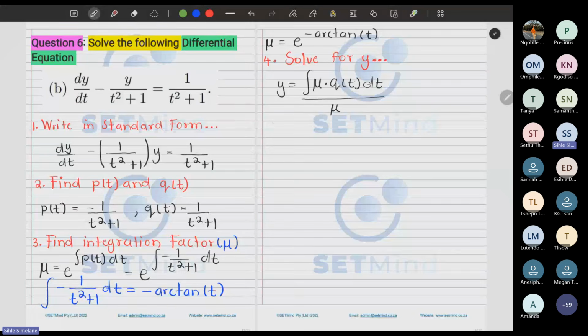So let's go and plug and play. The value of y will be the integral of e to the negative arctan of t multiplied by our q of t, which is 1 over t squared plus 1 dt. Okay, and we now need to integrate this, guys. So my question to you is, how do you think we should integrate this?